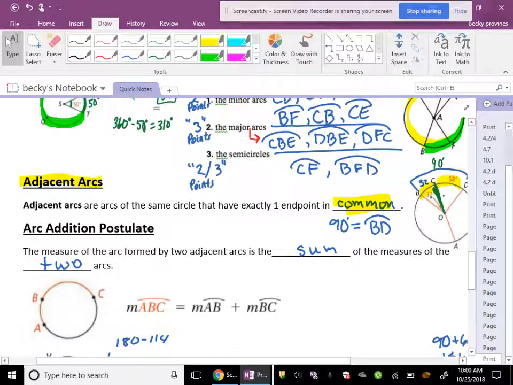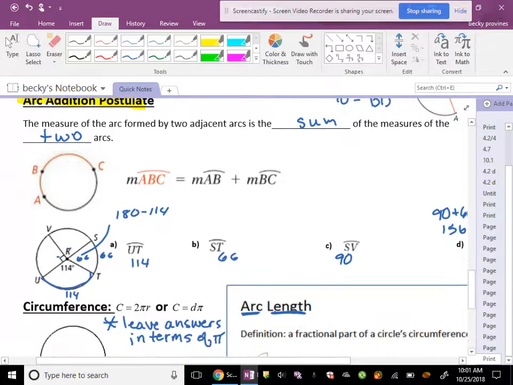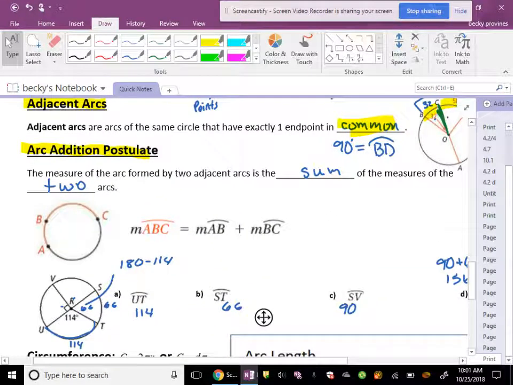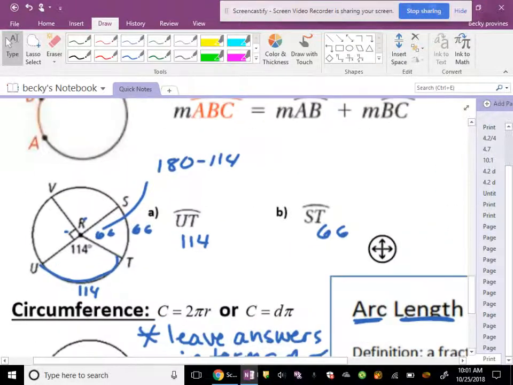So what we just did by combining those, we did arc addition, and it's a postulate. All it says is you can add the measures of 2 arcs. It's a really easy idea, and I usually don't go into it too much because I don't want to overcomplicate it. Guys, you can just add arcs together. That's all it boils down to.